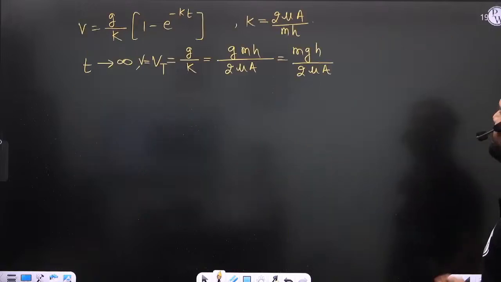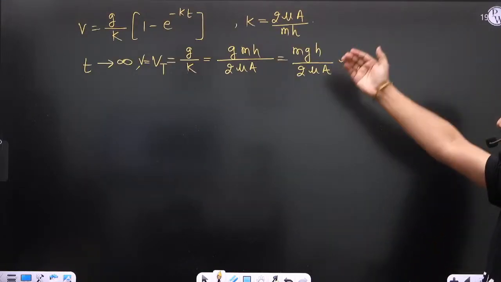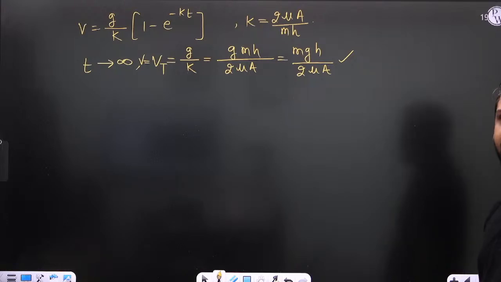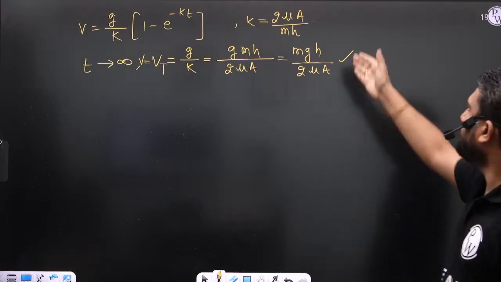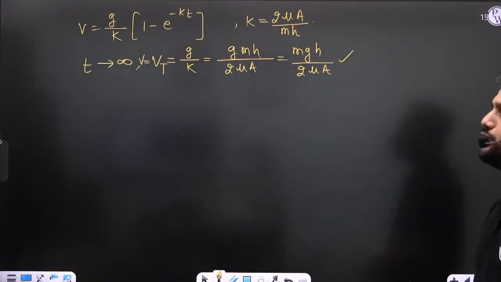Now see here, mgh upon 2 mu a. So when t is equal to infinity, then v becomes vt, and what is the vt? That vt is mgh upon 2 mu a.